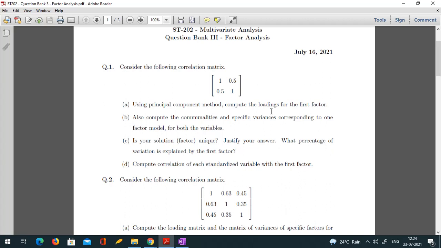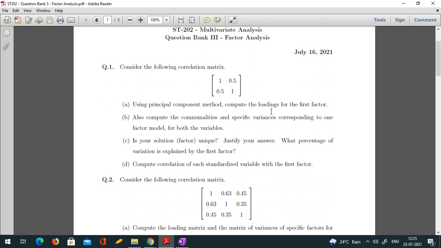Once you have loadings, also compute commonalities and specific variances corresponding to one factor model for both the variables. So once you have loadings, you know how to use that Q matrix to get the commonalities, h_i squared. Once you have h_i squared, you can use 1 minus h_i squared as psi_i's. So that would be specific variances. Is your solution unique? Justify your answer. And what percentage of variation is explained by the first factor?